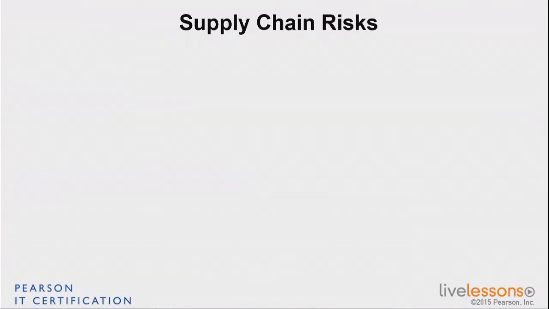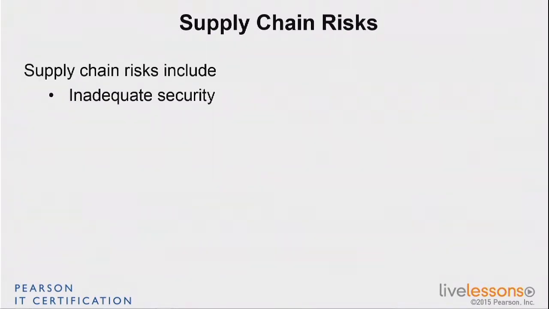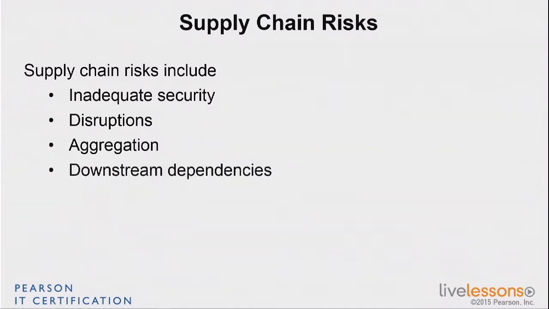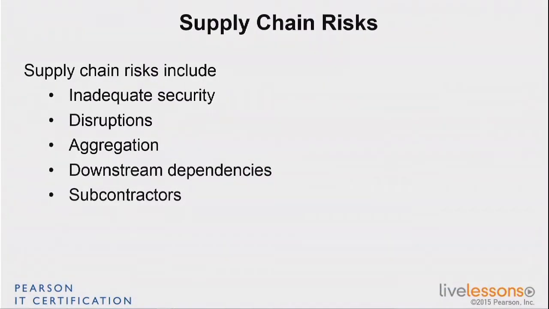So what are our supply chain risks? Our supply chain risk can include inadequate security by our providers, a disruption so that they can't provide the service that we need, and remember we're dependent upon them to fulfill an organizational mission. We could encounter the risk of aggregation. We could have downstream dependencies. Our supply chain partners may have other supply chain partners that they depend on, and now we've got downstream dependencies. Our supply chain partners may use subcontractors, so even though we feel we're dealing with a particular supply chain partner, in fact there may be subcontractors or those we haven't vetted who they depend on or utilize.